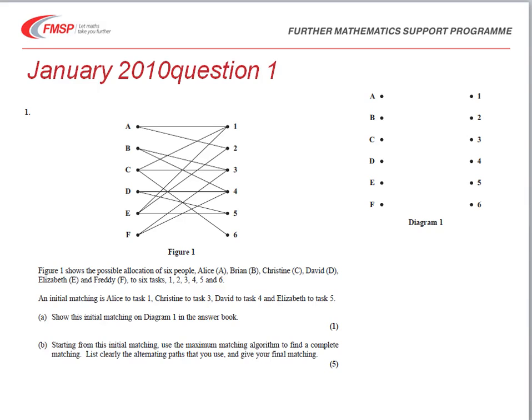Right, well, going back to the first part then, we've got to show the initial matching on diagram 1. So it says that Alice is joined to 1, Christine to 3, David to 4, and Elizabeth to 5. So it's quite a simple initial matching.